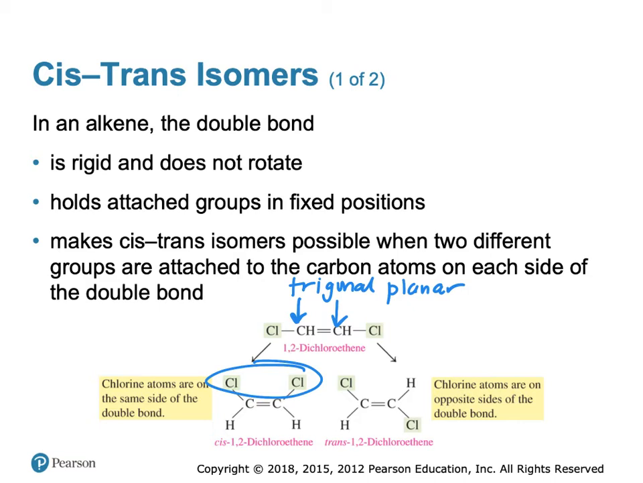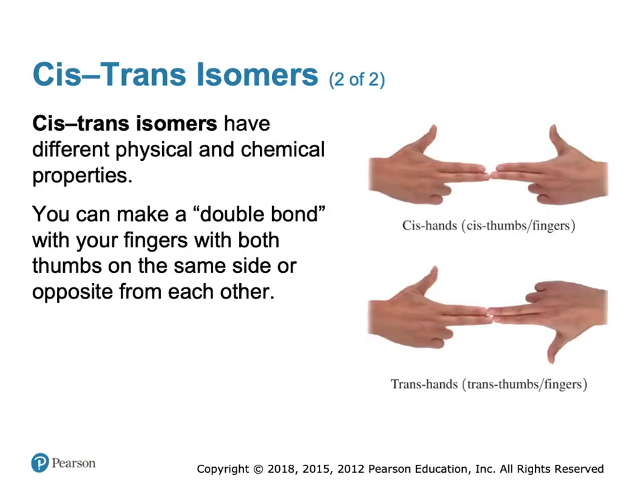Now, you do not need to have the same groups attached to the carbons of the double bond. This is just an example where they happen to be the same. If you have two different groups attached to the carbons of the double bond, you can still have cis-trans isomerism. Cis-trans isomers have different physical and chemical properties. You can make a double bond with your fingers with both thumbs on the same side or opposite each other.